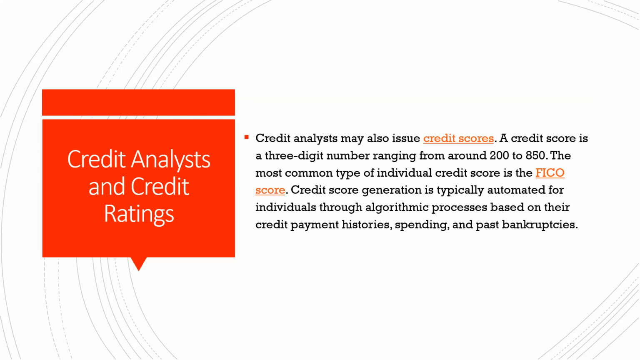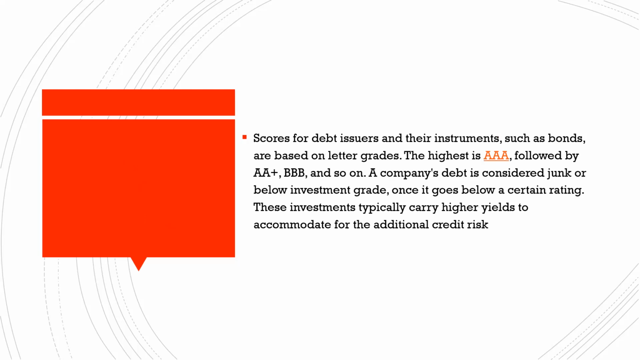The score is a 3-digit number ranging between 200 and 850, and the most common type of credit score is the FICO score. Credit score generation is typically automated through algorithmic processes, based on individuals' credit payment history, spendings, and past bankruptcies. Simply, you can say, on the basis of their past behavior, they used to give them scores. You can write this also in the exam.